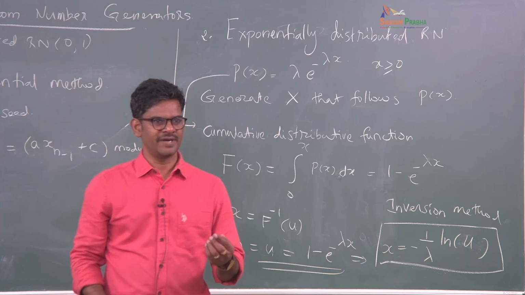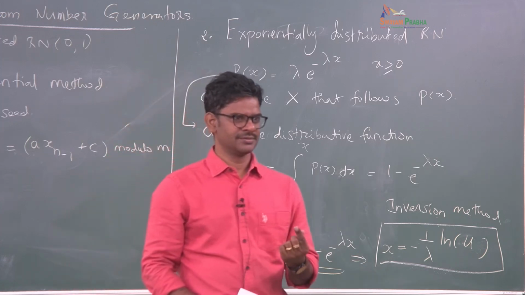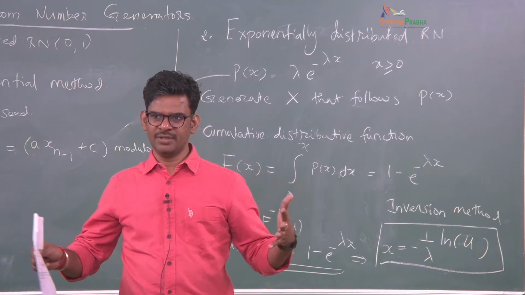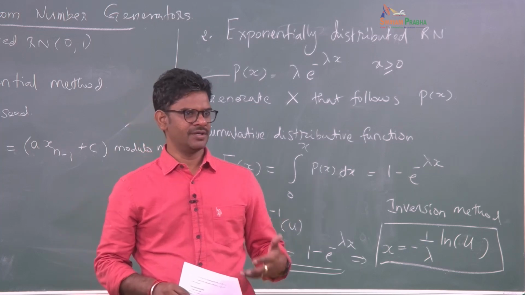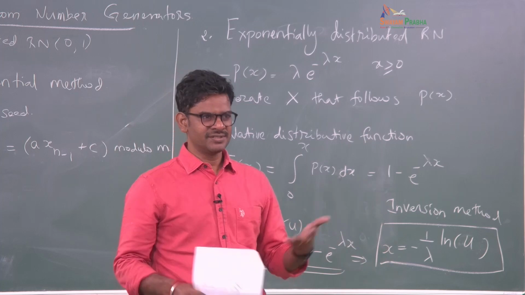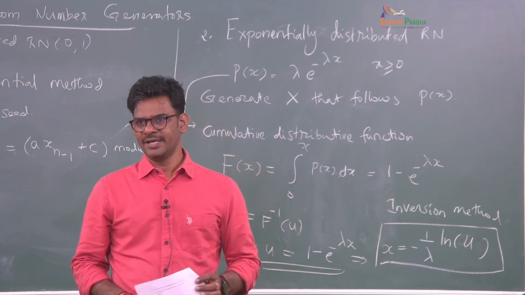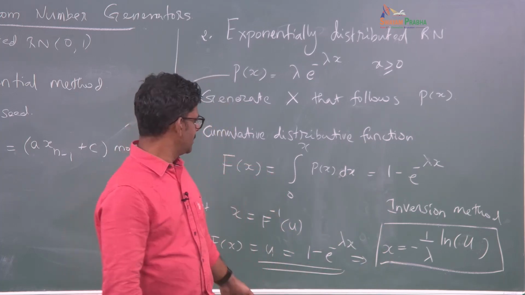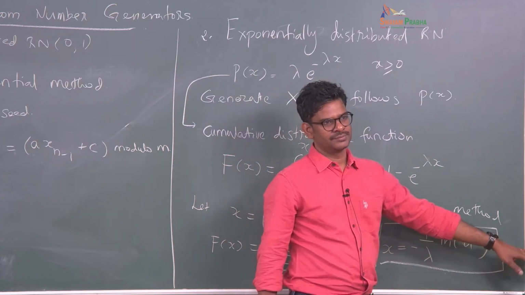By doing this, you have actually eliminated one arithmetic operation, and especially when you do a large set of simulations, how much time you save in minimizing your operation is very significant. So 1 minus u and u are the same as far as the underlying distribution is concerned. So you can write x is equal to minus 1 by lambda ln u.